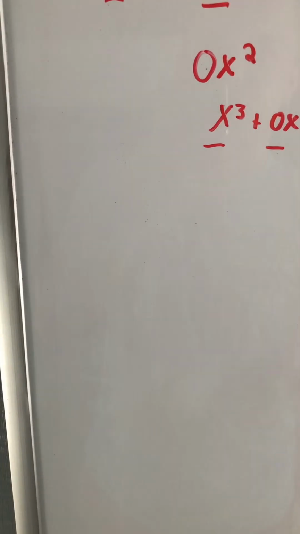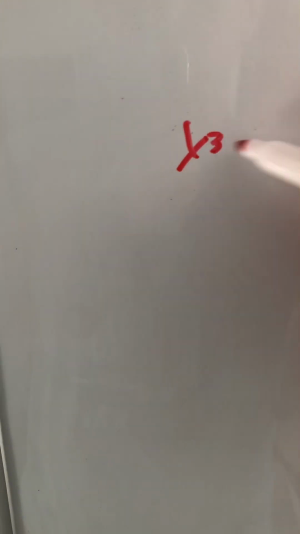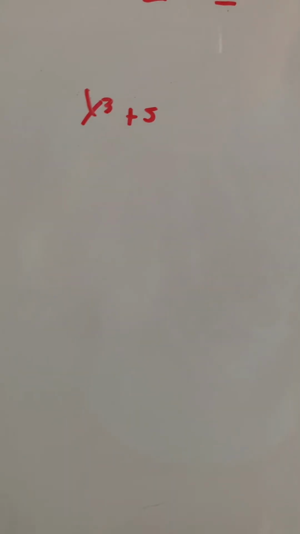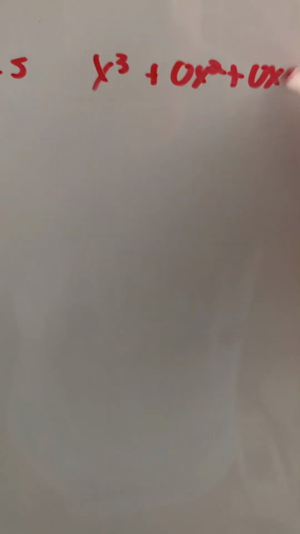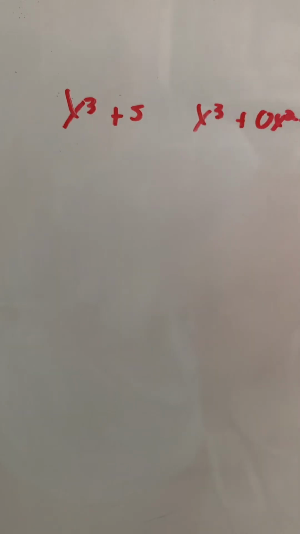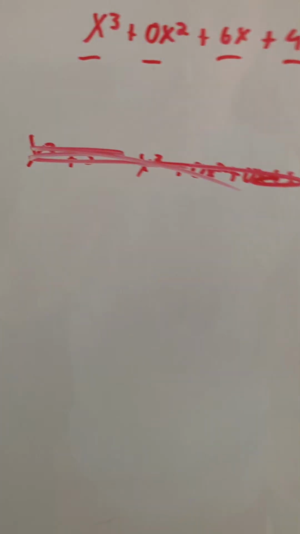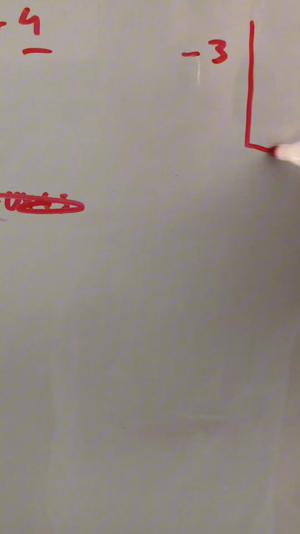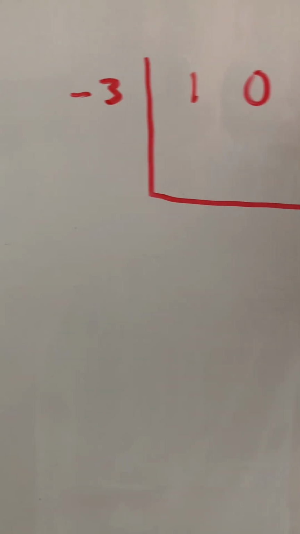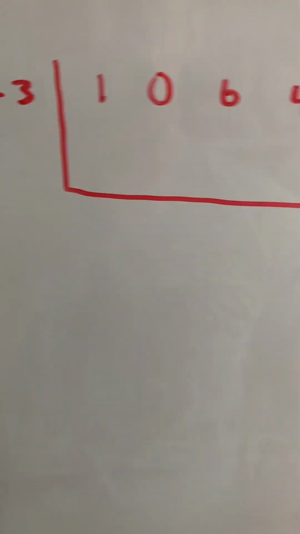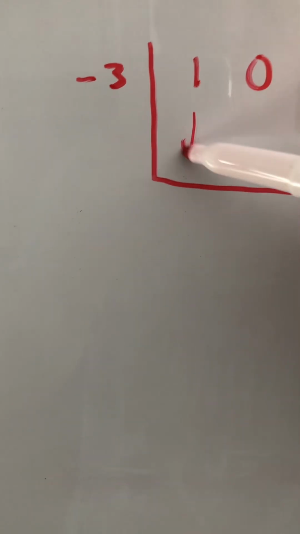So when there's no variable, let's say you have a function like x cubed plus 5, you want to write x cubed plus 0x squared plus 0x plus 5. You want to make sure you write it just like that. That doesn't apply to this one. Now I'm going to get the numbers in front of the variables. I have a negative 3, which I solved for, and I'm going to draw out the table. It's going to be 1, 0, 6, and then 4. Now I'm going to simply drop the 1 right here.